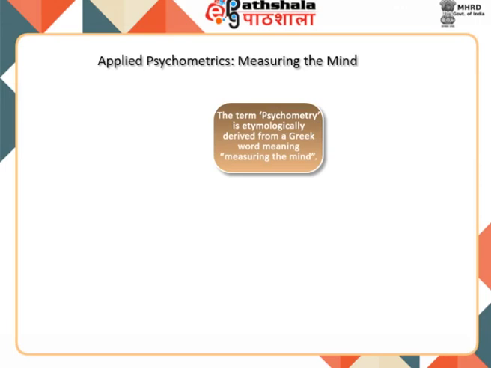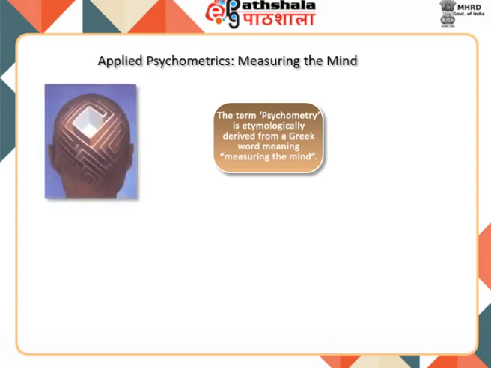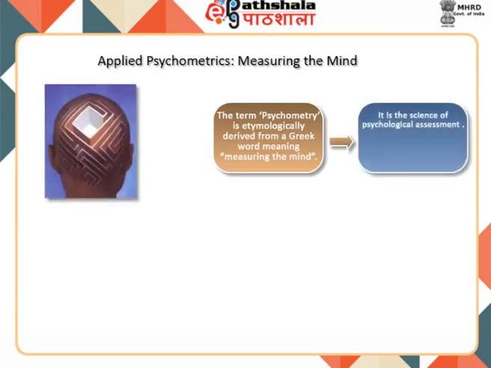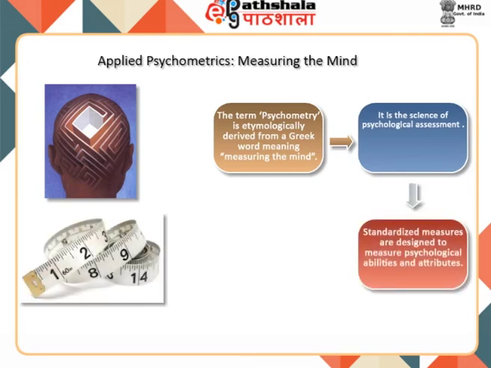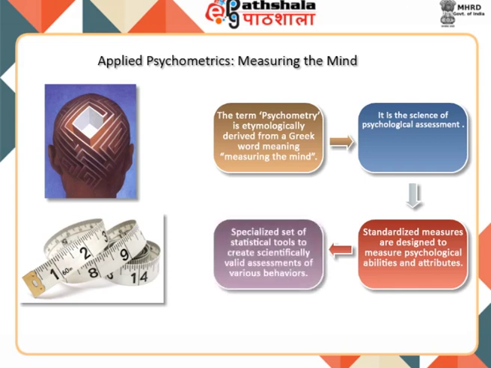Thank you. Now let us look at the meaning of psychometrics at a much deeper level. The term is derived from a Greek word meaning measuring the mind. It is the science of psychological assessment in which standardized measures are designed to measure psychological abilities and attributes of people. Psychometricians use a specialized set of statistical tools to create scientifically valid assessments of various behaviors.